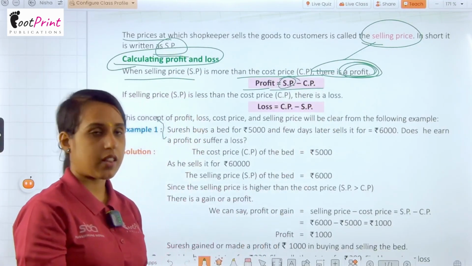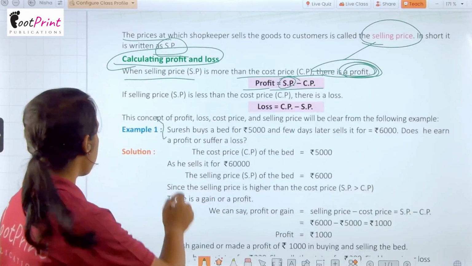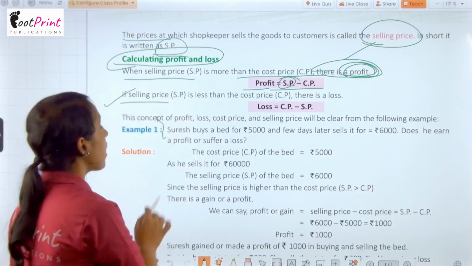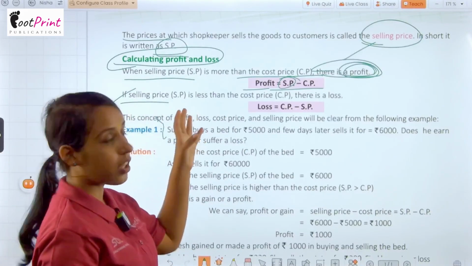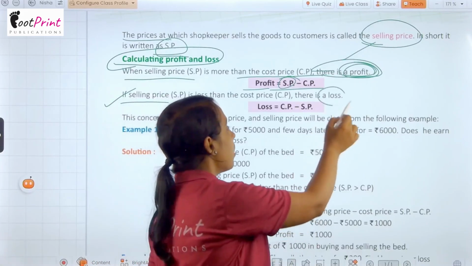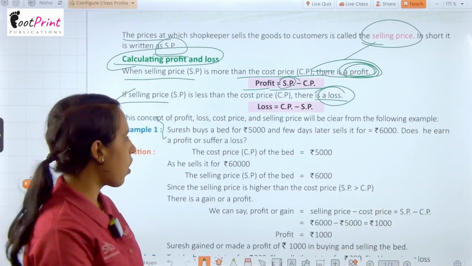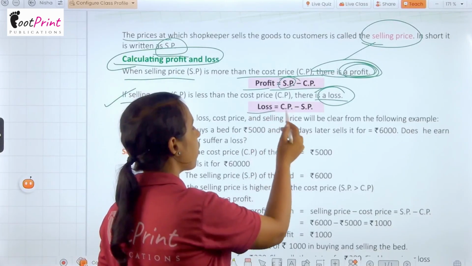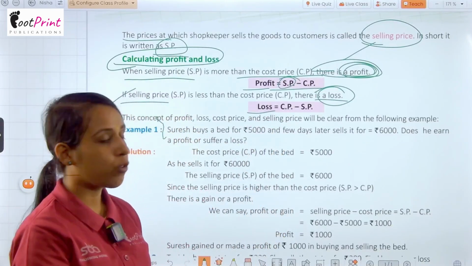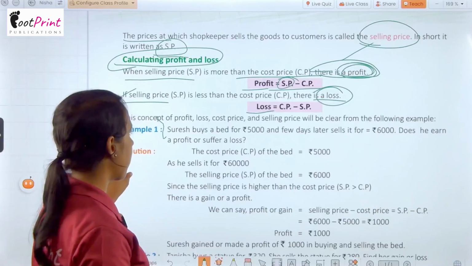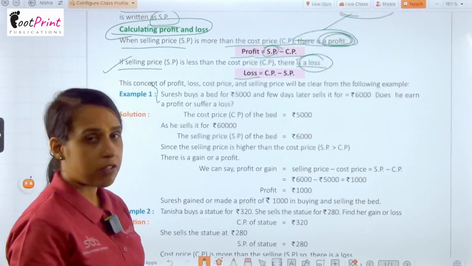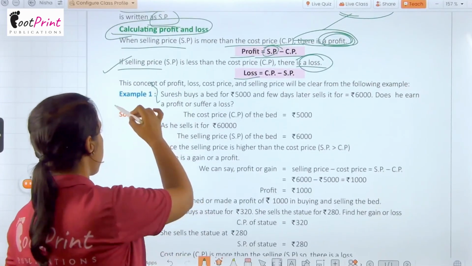Okay, SP minus CP, we get the profit. And then if the selling price is less than the cost price, there is a loss. अगर selling price cost price से कम होगा तो loss होगा. तो loss we can find out, loss equals to CP minus SP.